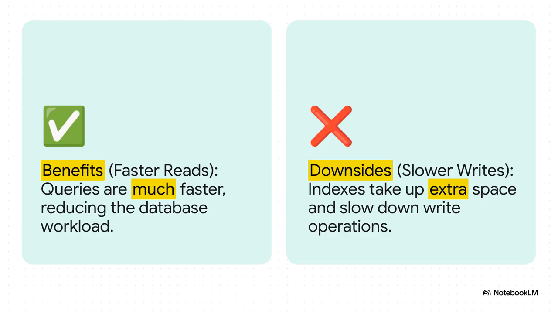First, the index itself takes up extra storage space. And more importantly, every time you write data, like adding a new user or updating a name, the database has to do double the work. It has to write the data to the main table, and it has to update the index. That makes writing data just a little bit slower.